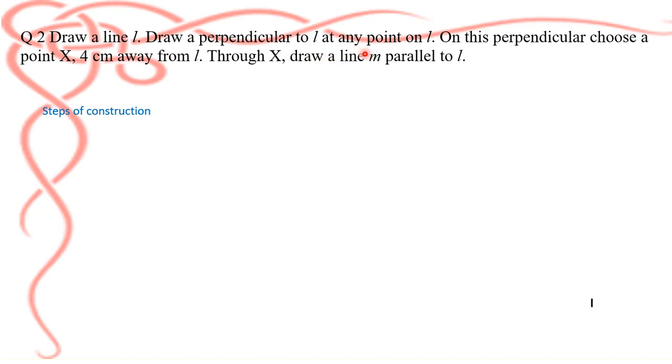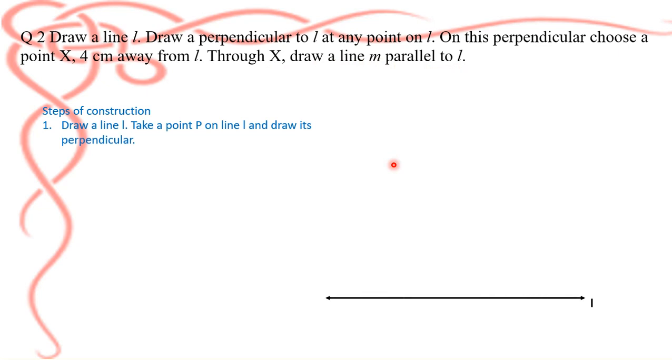draw a perpendicular to L at any point on L. On this perpendicular, choose a point X 4 cm away from this line L, and through X draw a line M which is parallel to L. So first we have to draw a line, give the name L, then draw the perpendicular line on the given line L, and take a point 4 cm away from this line L on the perpendicular line, and from that point X we have to draw the line parallel to L.